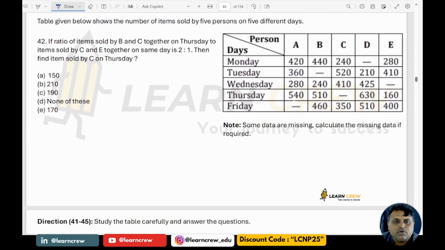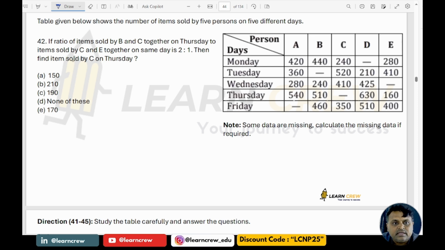If the ratio of items sold by B and C together on Tuesday to items sold by C and A together on the same day is 2:1. So B and C together, C and E together. C and E together, it is how much?